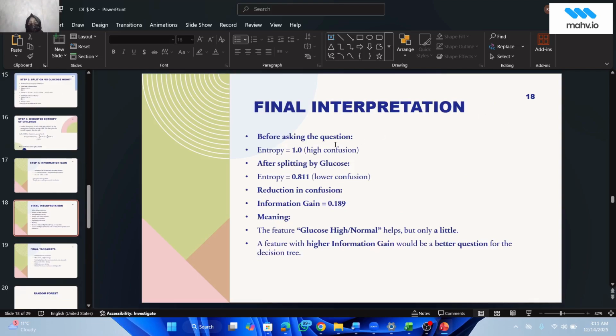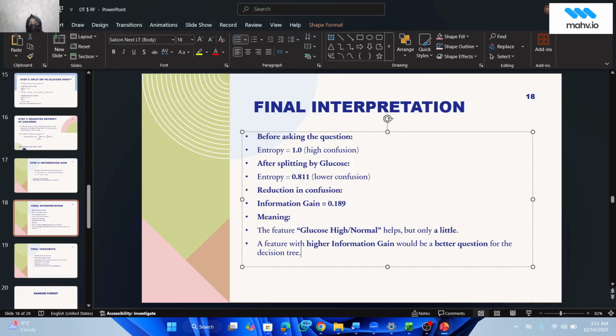This is just asking, before splitting we had 1, and after splitting we got 0.11. After that, how much reduction in confusion, in entropy, is the information gain: 0.189. So the glucose feature has a little bit of effect, a little bit affecting the disorderedness and basically only a little involved. So the feature glucose high and normal helps, but only a little. It helps us a little bit. A feature with high information gain would be the better question for a decision tree.